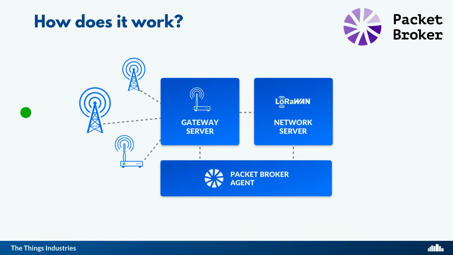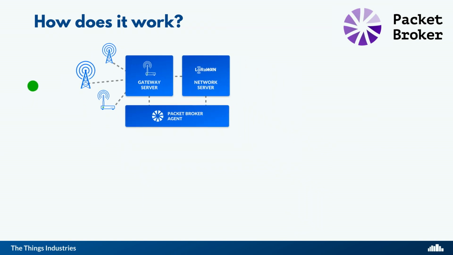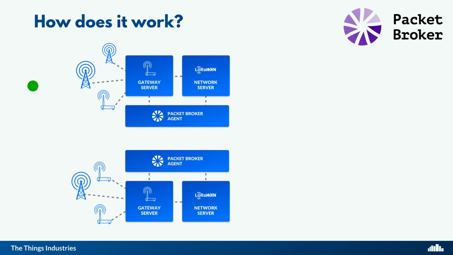What matters is that we add a Packet Broker Agent, and that's a client component that runs in your network and interacts with Packet Broker. So Packet Broker Agent will become part of The Things Stack, open source as well. And if you have another network that also has Packet Broker Agent, they can start exchanging traffic with each other.